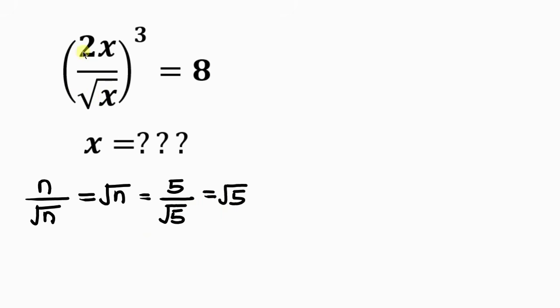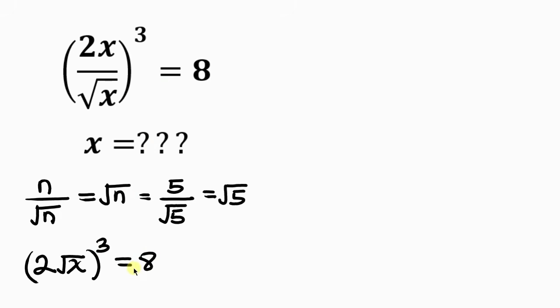Now, this is it. So write down this 2. That is a 2 there. Good. Now, all we see here is x all over the square root of x, which is the same as the square root of x. You see that? So this is now reduced to this, and it is raised to power 3. So I'm going to be raising this to the power of 3. This is equal to 8.